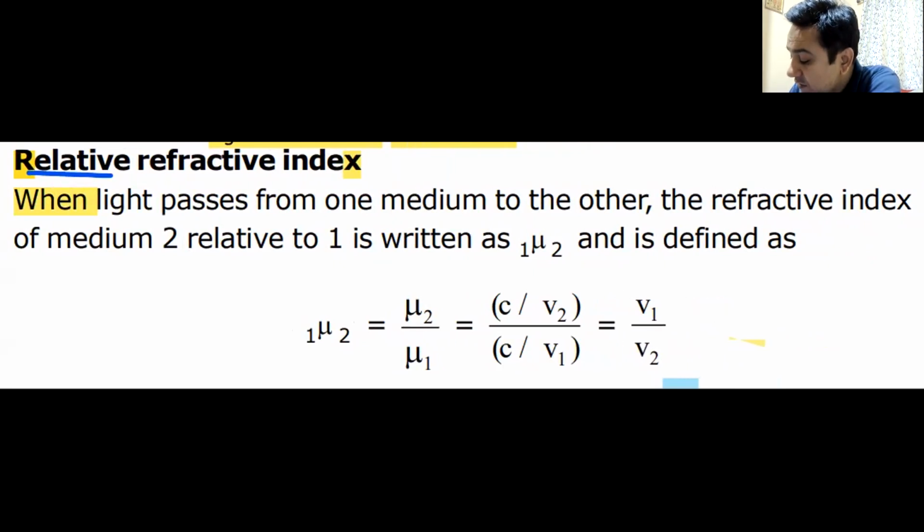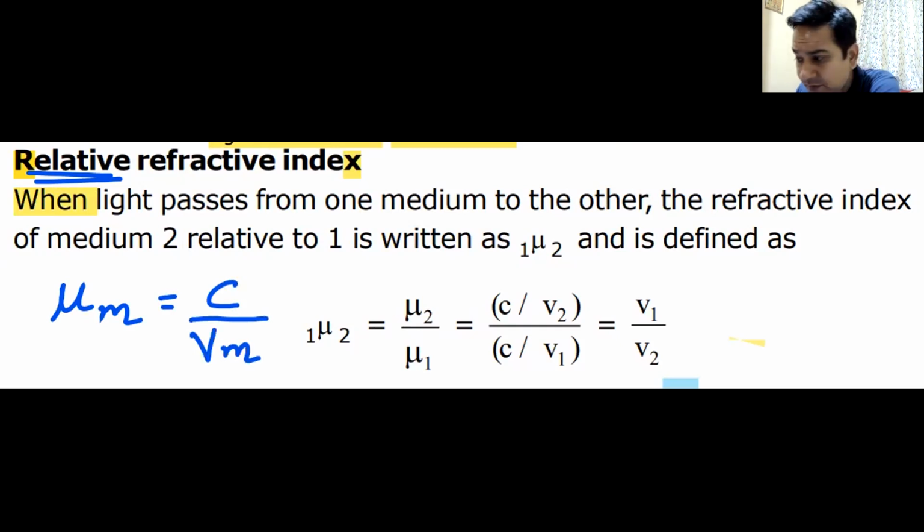Now, what do you mean by this term relative refractive index? I was trying to highlight it, but sometimes this machinery stops working. Relative refractive index. Now, when I said absolute refractive index, I wrote it like this, mu of the medium. That was the absolute refractive index, and I wrote it like this: c, the speed of light, divided by vm, which is the speed of light in the given medium.